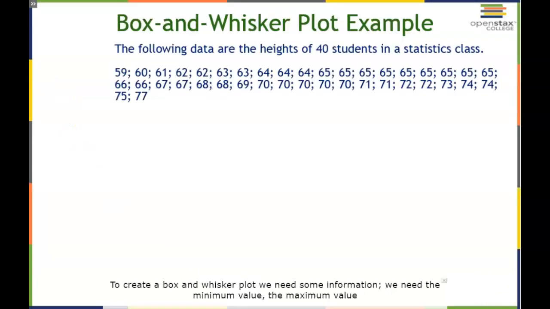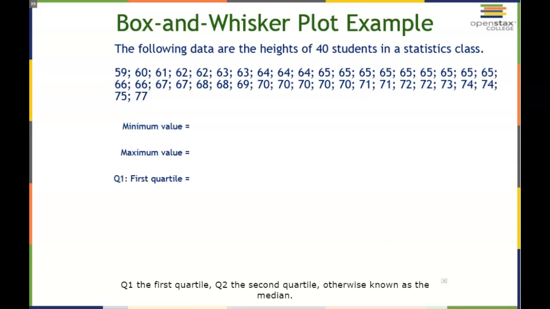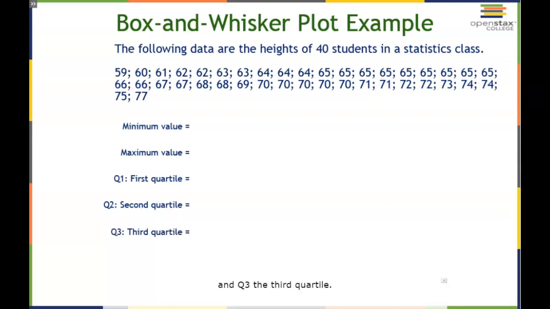To create a box and whisker plot, we need some information. We need the minimum value, the maximum value, Q1, the first quartile, Q2, the second quartile, otherwise known as the median, and Q3, the third quartile.